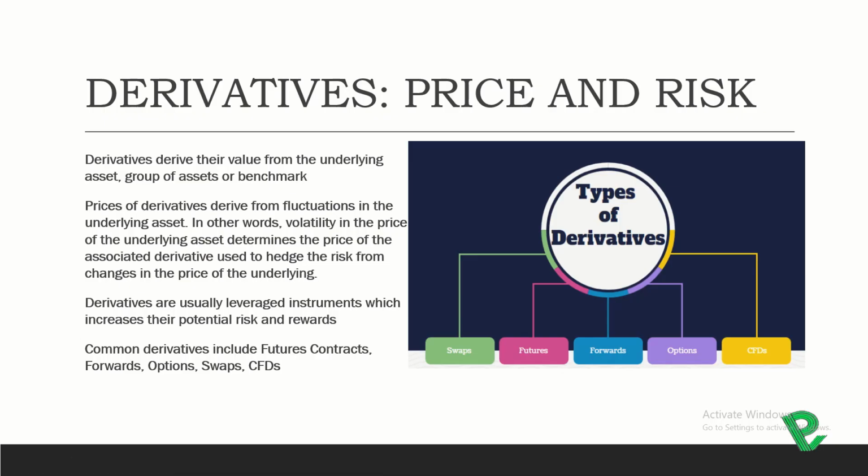On this slide, we're going to talk about the relationship between the risk on an underlying asset and the price of its derivative. Derivatives derive their value from the underlying asset, group of assets, or benchmark. Prices of derivatives derive from fluctuations in the underlying asset. In other words, volatility in the price of the underlying asset determines the price of the associated derivative used to hedge the risk from changes in the price of the underlying. Derivatives are usually leverage instruments which increase their potential risk and rewards. Common derivatives include futures contracts, forwards, options, swaps, and CFDs.